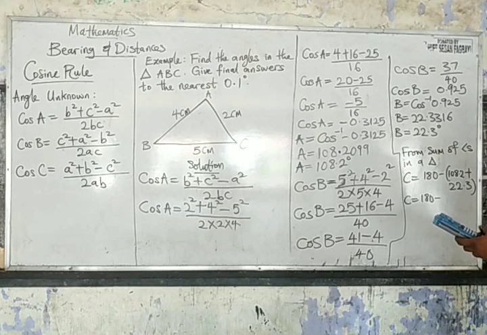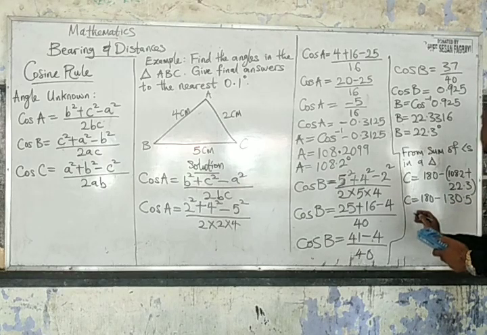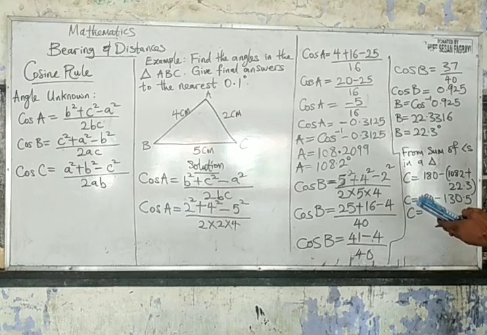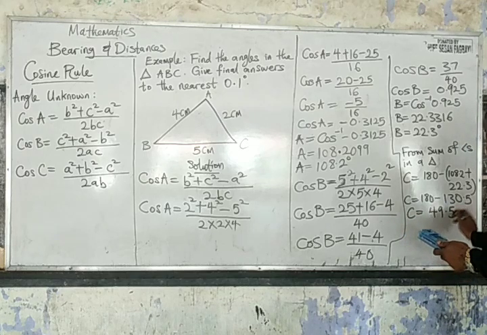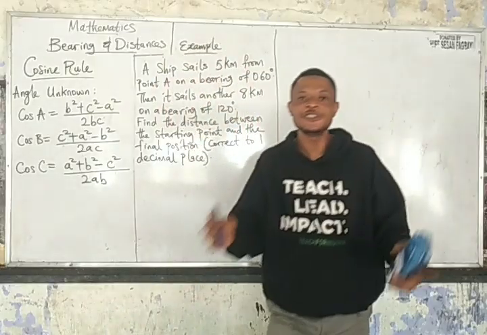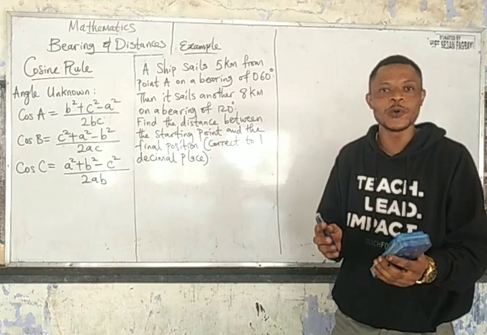So the C is going to be 180 minus 108.2 plus 22.3. That is 130.5. So the C is going to be 180 minus 130.5. The C is going to end up to be 49.5 degrees.